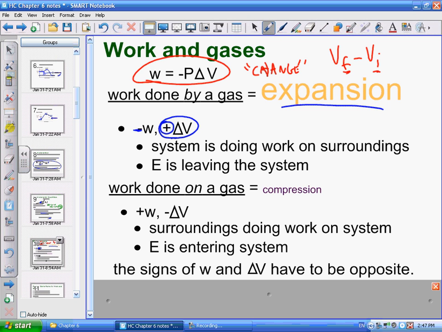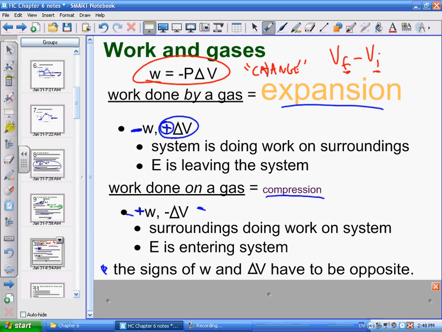You'll notice something here, that the negative and the positive are opposite in signs. And if you take a look at this statement down here, the signs of work and delta V have to be opposite. So if you're a little confused on whether the work is going to be negative or positive, just think, if the gas is expanding, it's growing. It'll be positive, so work's got to be negative. In this case down here, if gas is being compressed, we're going to have the gas being squished. That's going to be negative, and so therefore the work will be positive. Okay? So if work is being done on a gas, it means the surroundings are doing work on the system. So therefore work is going into the system, so therefore I have my positive symbol right here.